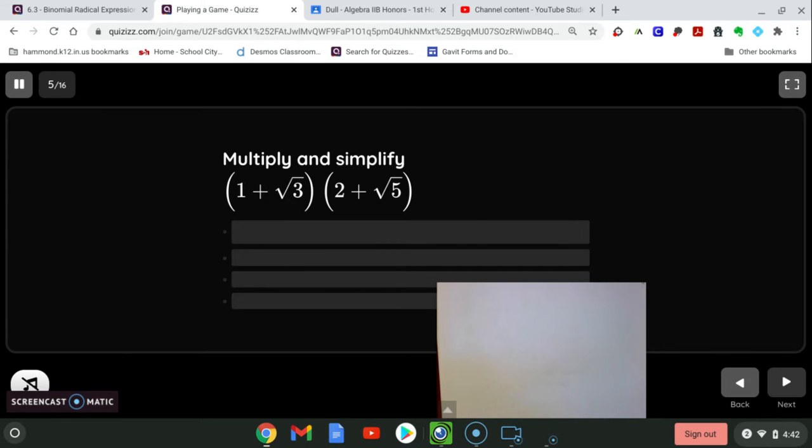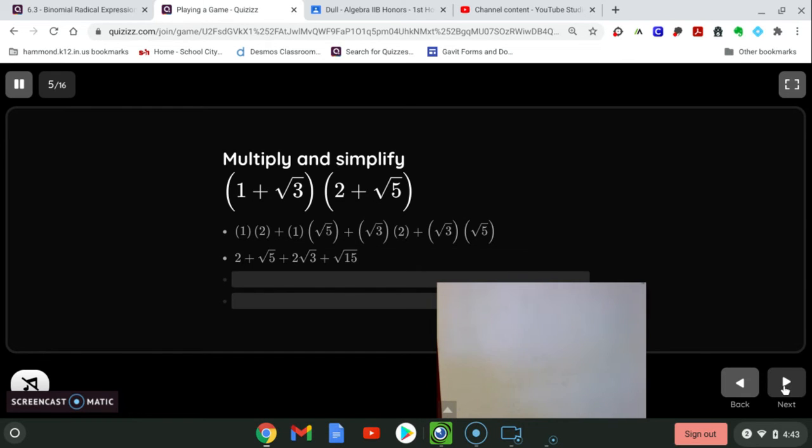So let's look at this one. 1 plus square root 3 times 2 plus square root 5. Two binomials, we're going to do the distributive property twice. So I'm going to distribute the 1 times 2, 1 times square root 5, and then come back with the square root 3 times 2, and the square root 3 times square root 5. So simplifying, I get 2 plus square root 5.